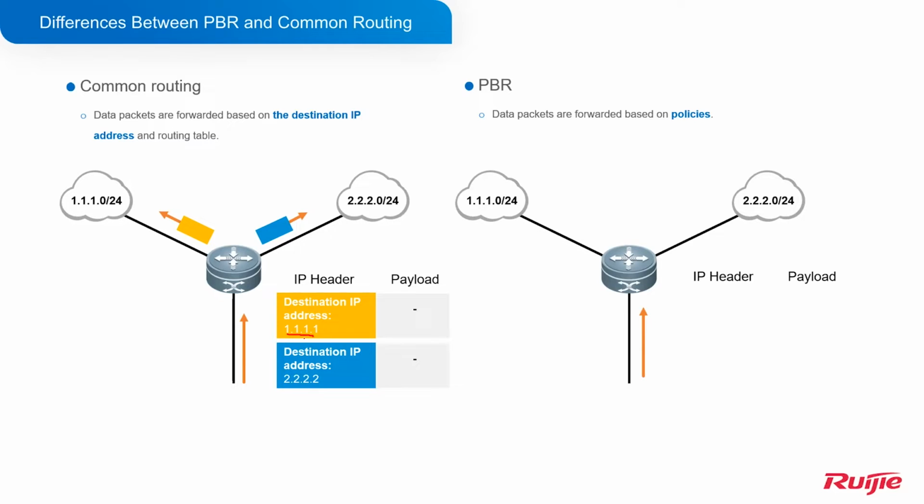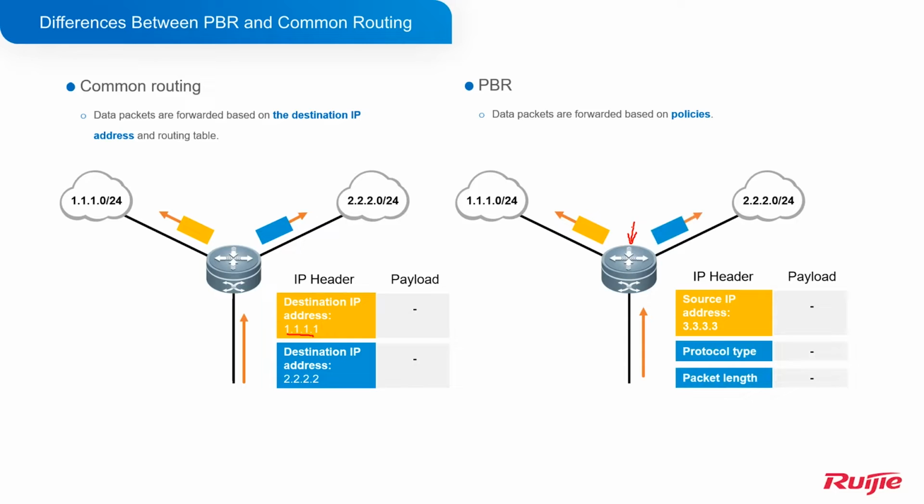While different from that, if it's PBR, let's see. Now, here is a packet whose source IP is 3.3.3.3. After checking, pay attention here, after checking the policies on the router, we find a policy which can match these packets. Then following the guidance of the policy, while it's not the routing table, based on the policy, we send the packet to 1.1.1.0/24. And maybe here come some other packets. Based on their protocol type or packet length, we can also find that maybe they have been matched by some of the policies. And following the guidance of these policies, we forward the packets to the right, to 2.2.2.0/24. Okay, so this is the difference between PBR and common routing.